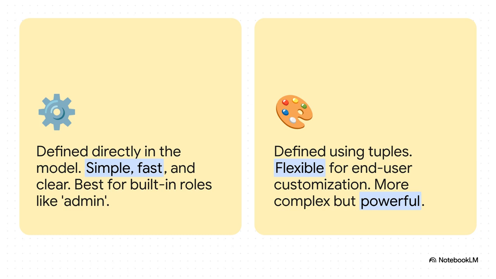Static roles are defined right in your model. They're simple, they're super fast, they're easy to understand. Dynamic roles, on the other hand, are defined with data, with those tuples we talked about, which gives your users the power to customize things. It's a bit more complex, but way more powerful. Honestly, the best practice is usually a hybrid. Use static roles for the ones you know you'll always have, and then add dynamic roles if your application needs that flexibility.